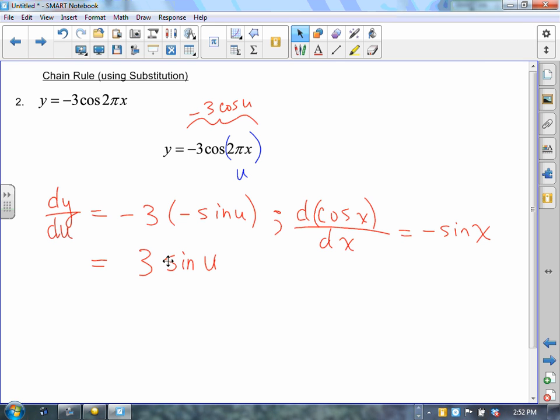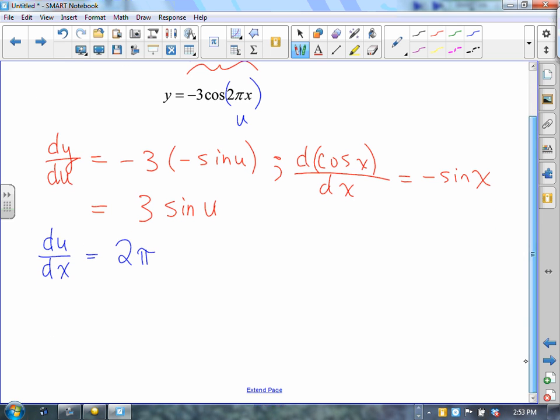Now, in terms of the inner embedded function, 2 pi x, the derivative of u with respect to x would be simply 2 pi. So 2 pi is the constant multiplier of x. Had that just been 2x, we would have said that the derivative is 2. But because of pi being multiplied by 2, the derivative must be 2 pi.